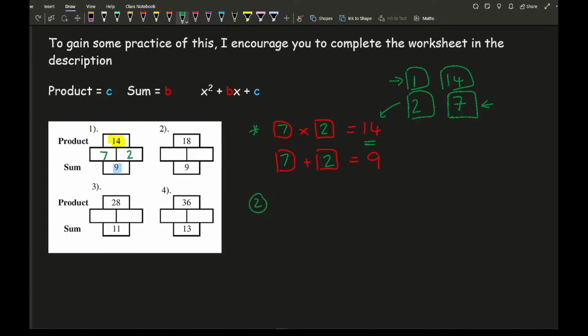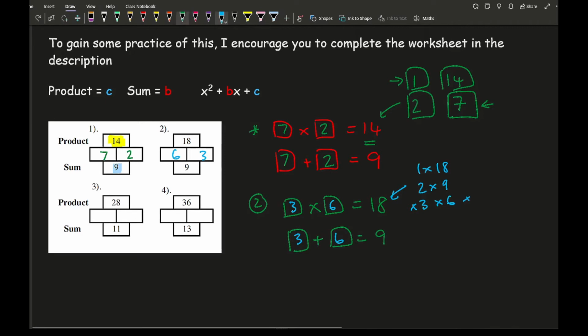For question 2, I want to find two numbers that multiply together to give me 18 and added together give me 9. Again, start with 18. What numbers multiply to give you 18? I've got 1 and 18, 2 and 9, 3 and 6. Which of these sets of numbers could I use to make 9? It's going to be 3 and 6. Now it doesn't matter which order you put them in. I'm going to put 6 and 3 and job done.